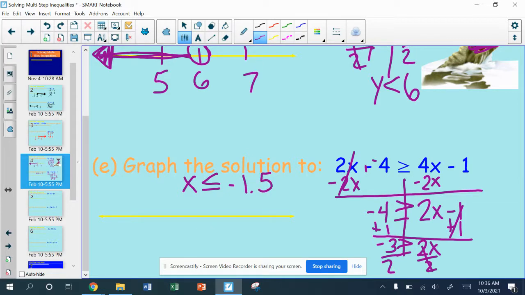And I've said I need 3 things on my number line. I never said anything about 0. We don't have to have 0. Here's what I'm going to do. Here's negative 1. Here's negative 2. Negative 1.5 would be right in the middle. But this one could be exactly equal, which means a filled in circle. And I need less than. So less than goes to the left. There we go.